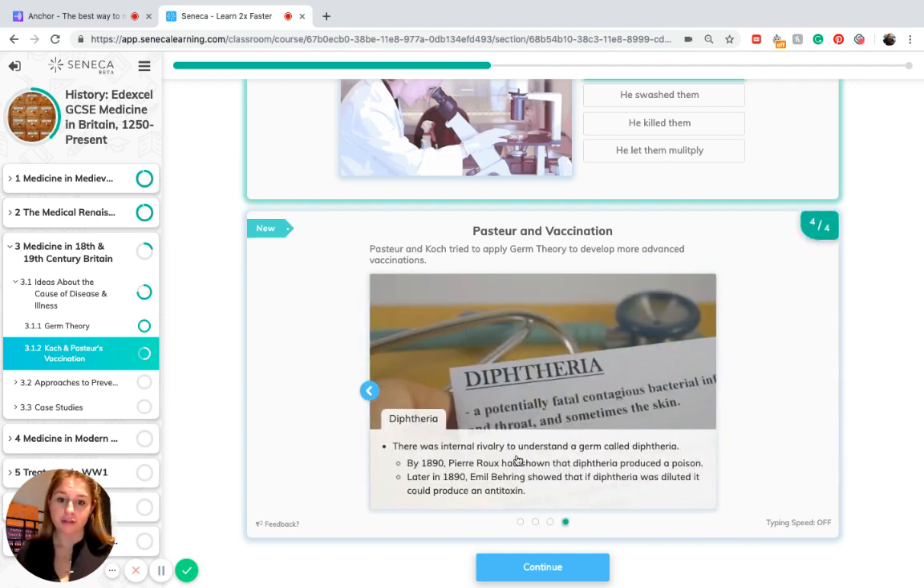There was internal rivalry to understand a germ called diphtheria. By 1890, Pierre Roux had shown that diphtheria produced a poison. Later in 1890, Emil Behring showed that if diphtheria was diluted, it could produce an antitoxin.